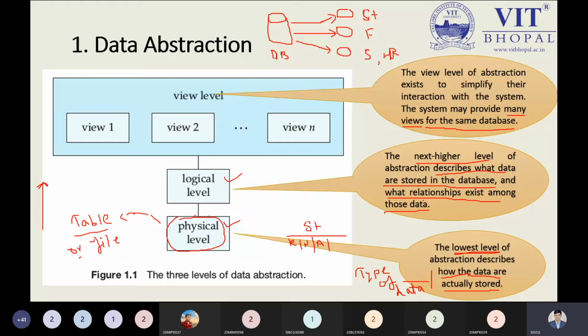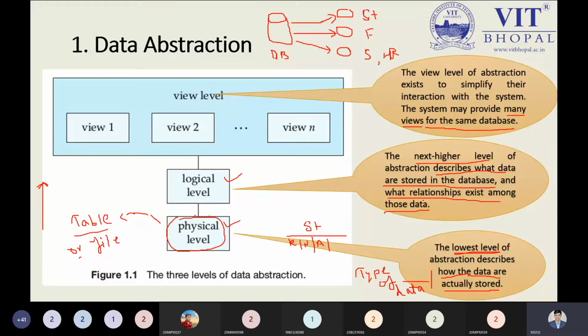So as an end user, you are able to store the information you are putting, but internally which algorithm or which method we are using, we don't know. So that is to be done by the logical level. The logical level is telling us what information we are storing, and what the relationship is between all the data. Just like if I'm putting a contact number, who is the owner of this mobile number?